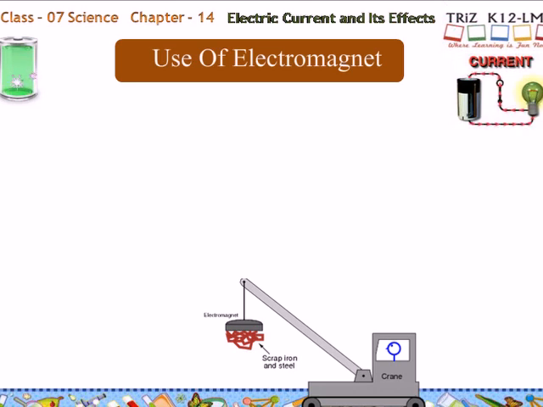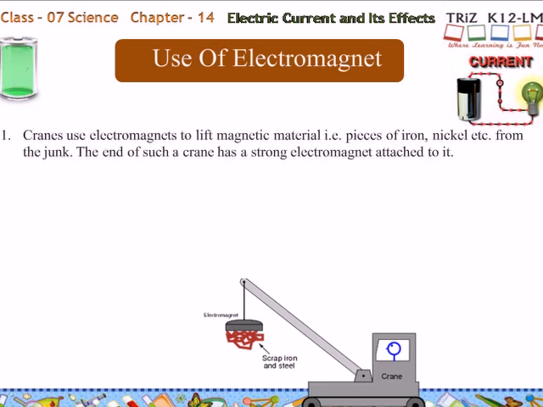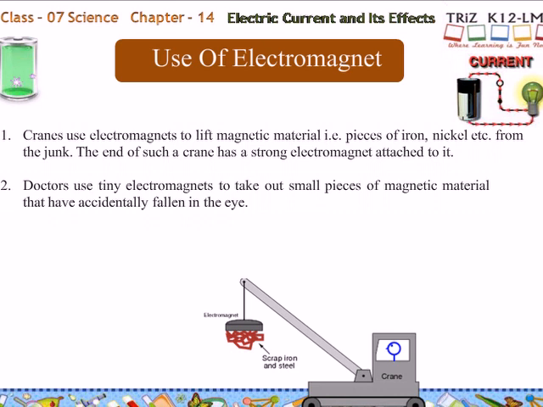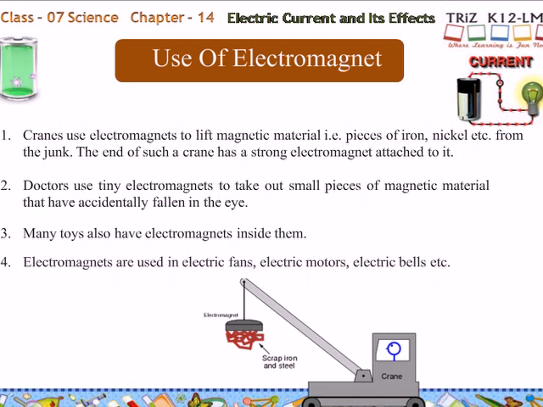Uses of electromagnets. Cranes use electromagnets to lift magnetic material, that is, pieces of iron, nickel, etc. from the junk. The end of such a crane has a strong electromagnet attached to it. Doctors use tiny electromagnets to take out small pieces of magnetic material that have accidentally fallen in the eye. Many toys also have electromagnets inside them. Electromagnets are used in electric fans, electric motors, electric bells, etc.